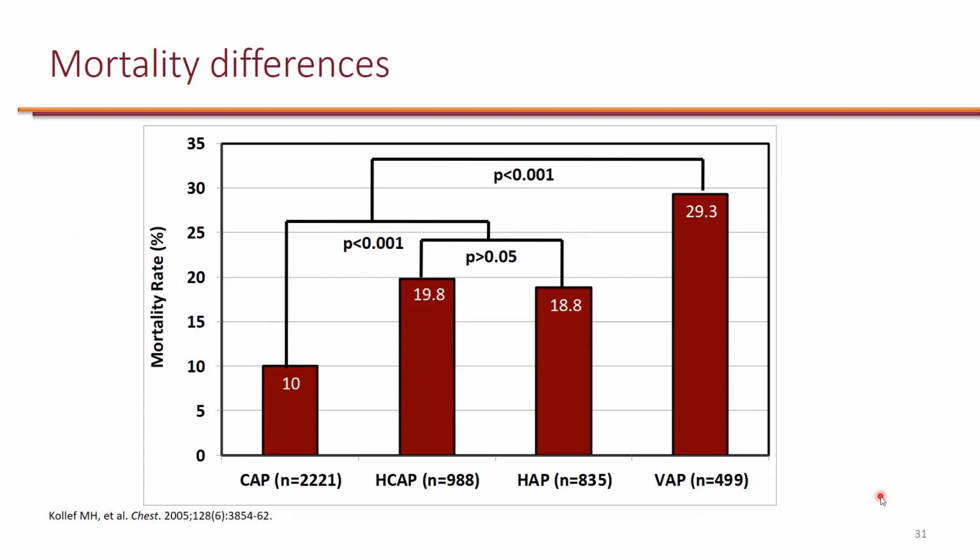Now, at this point, you should know that there are 4 different types of pneumonia. There's community-acquired pneumonia, healthcare-associated pneumonia, hospital-acquired pneumonia, and ventilator-associated pneumonia. Keep in mind that the severity of illness is different in different types of pneumonia. Here on the y-axis, you can see the mortality rate. In community-acquired pneumonia, the mortality rate in this study was about 10%, which was significantly lower than the mortality rate in nosocomial pneumonia. On the other end of the spectrum, we have ventilator-associated pneumonia, which has the highest rate of mortality compared to other types of pneumonia.